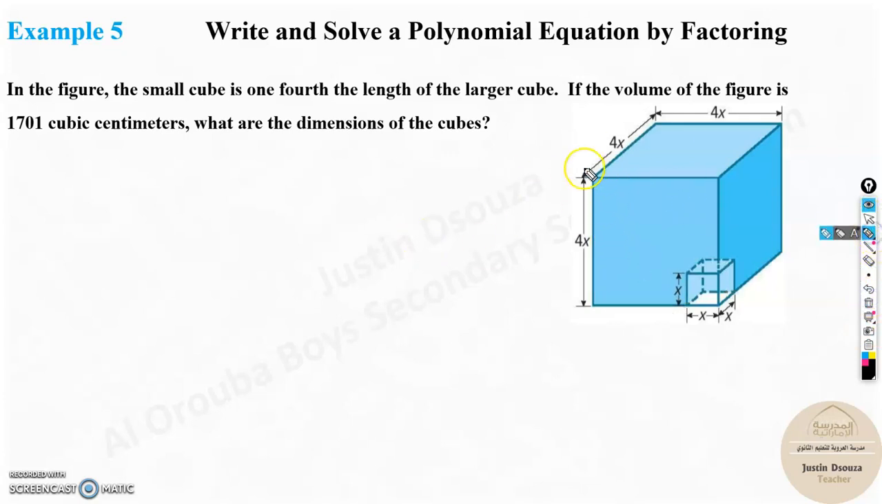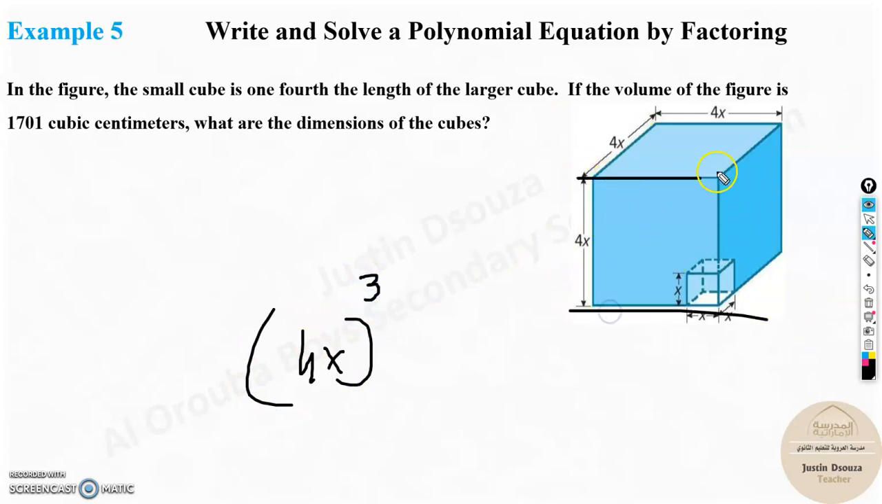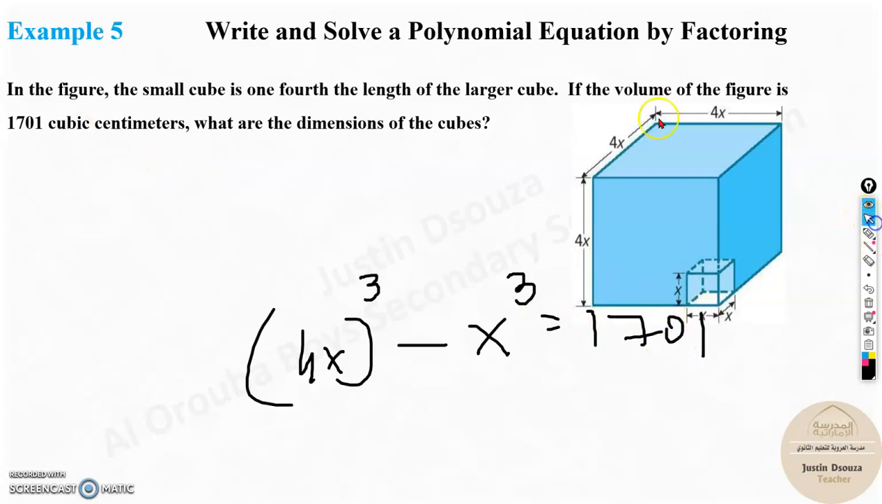You can see the side over here of the cube is 4x, right? If you cube this, you will get the volume of the entire thing, because this includes from top to bottom, so even this hollow space is added. Now you don't want that hollow space. If you do 4x cube, the whole cube is there. Now subtract x cube. That must be equal to 1701, because that is the volume of the figure. So the total volume, 4x the whole cube minus x cube, will give you the answer.